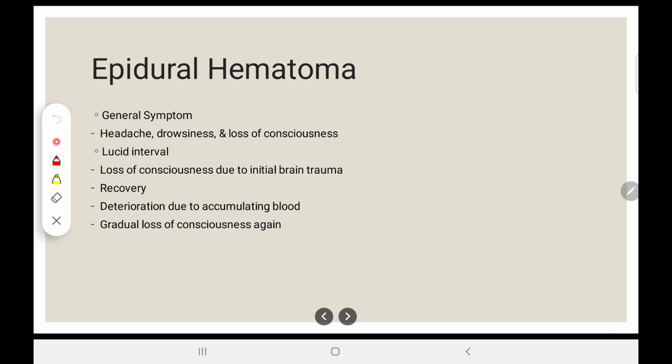How are the symptoms of epidural hematoma? It is because of increased intracranial pressure. It can lead to headache, drowsiness, and loss of consciousness. It also causes a lucid interval, which is loss of consciousness due to the initial brain trauma, and then the patient can recover, and then loses consciousness again due to accumulation of blood.